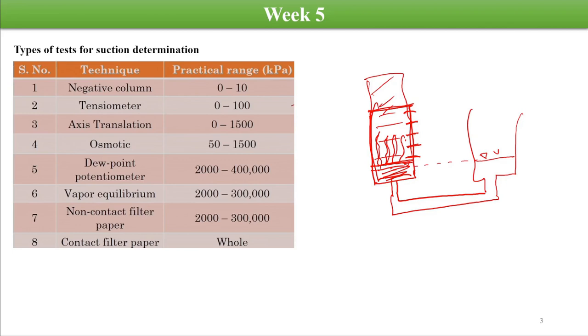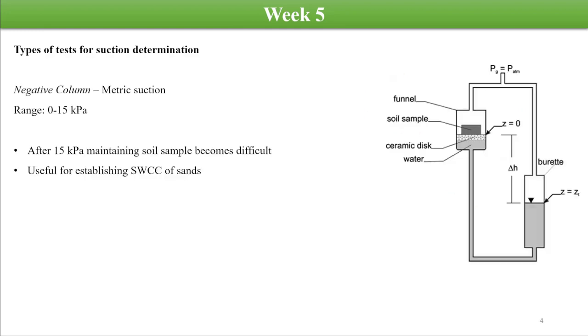Then we have the tensiometer test, which can measure suction from 0 to 100 kPa, and these tests are very mobile, so you can use them in the laboratory as well as the field. Then we have techniques like axis translation, osmotic pressure based techniques, dew point potentiometer and vapor equilibrium. You might have studied these in the theoretical classes. And then we have contact filter paper techniques, etc.